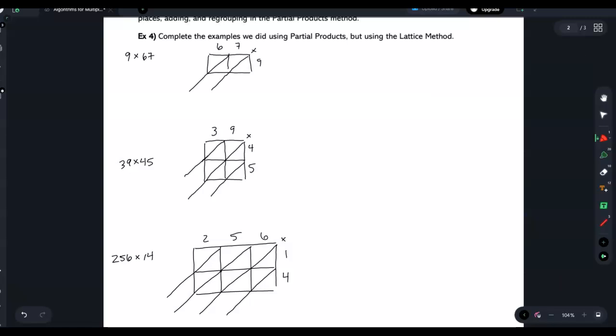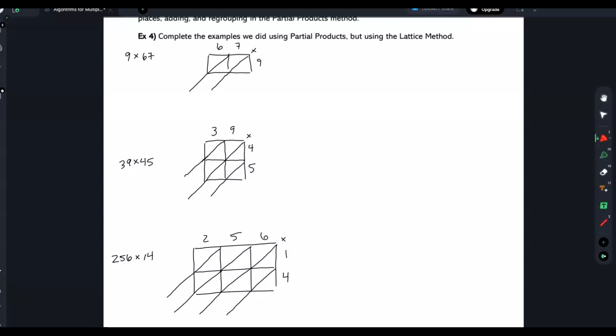So the nice thing about lattice method is that it actually doesn't really matter what order you multiply. However, I will tell you that it does matter when you get to the adding step, what order you add them in. So I'm going to tend to do these right to left like we do with standard algorithm. And that's probably a good practice to start, but you technically don't have to.